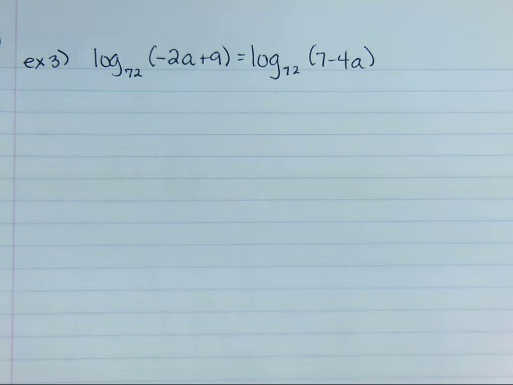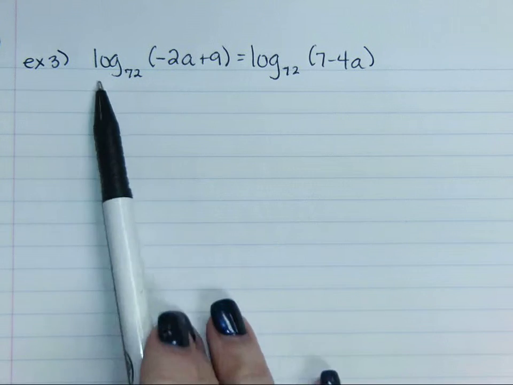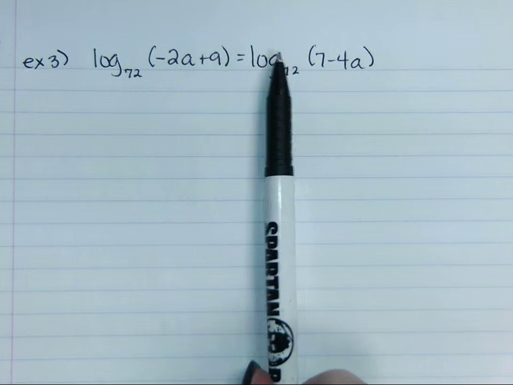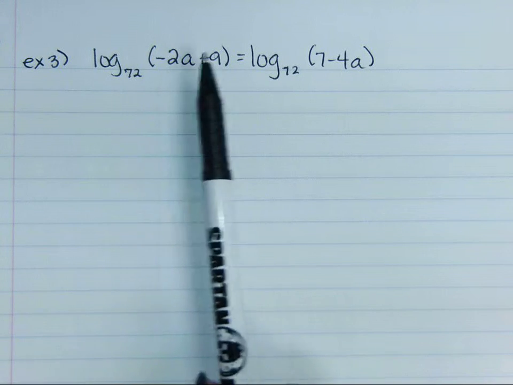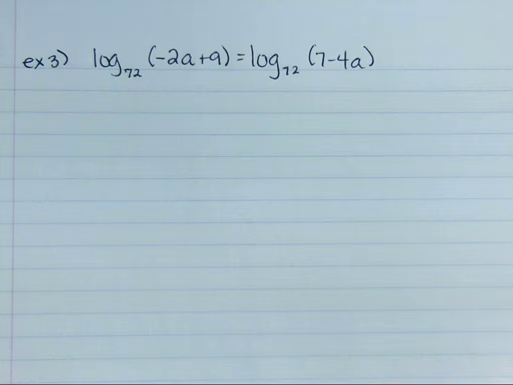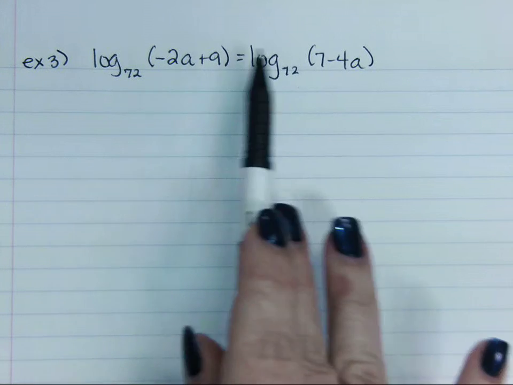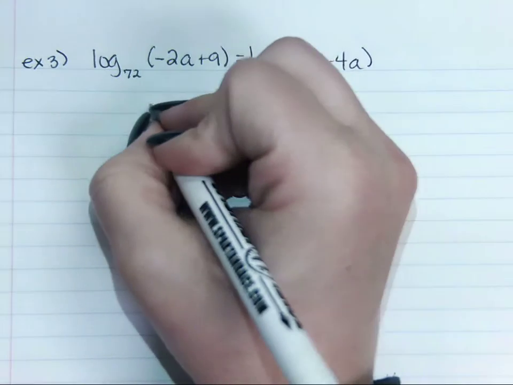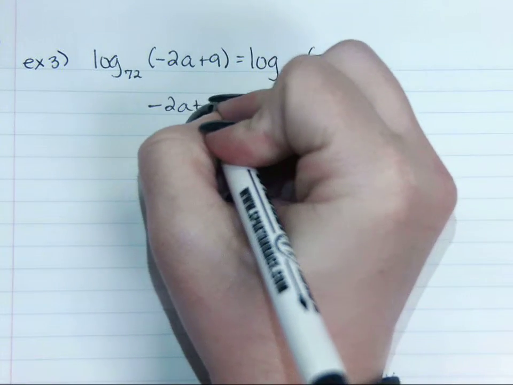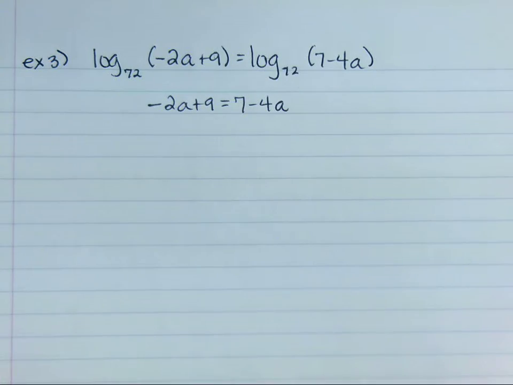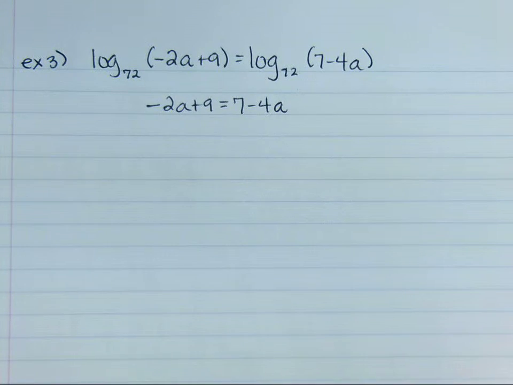You're going to notice that there's no simplifying needed. I have two separate logarithms, and there's nothing attached to anything. I don't have to use any rules to condense. My rule is that if they have the log of the same base, then their results must be equal to each other. So that's what I'm going to do: set these results equal to each other. And what I have is something linear, so now I'm going to solve.